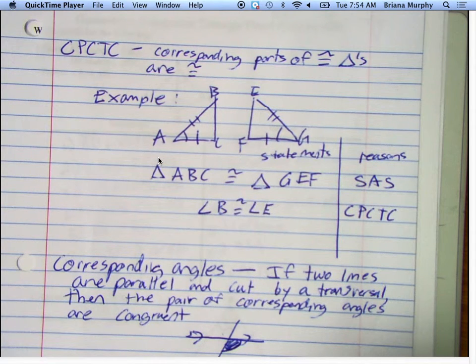And I've got an example. These triangles are congruent by side angle side. So angle B is congruent to angle E by CPCTC. And then I have corresponding angles. If two lines are parallel and cut by a transversal, then the pair of corresponding angles are congruent.